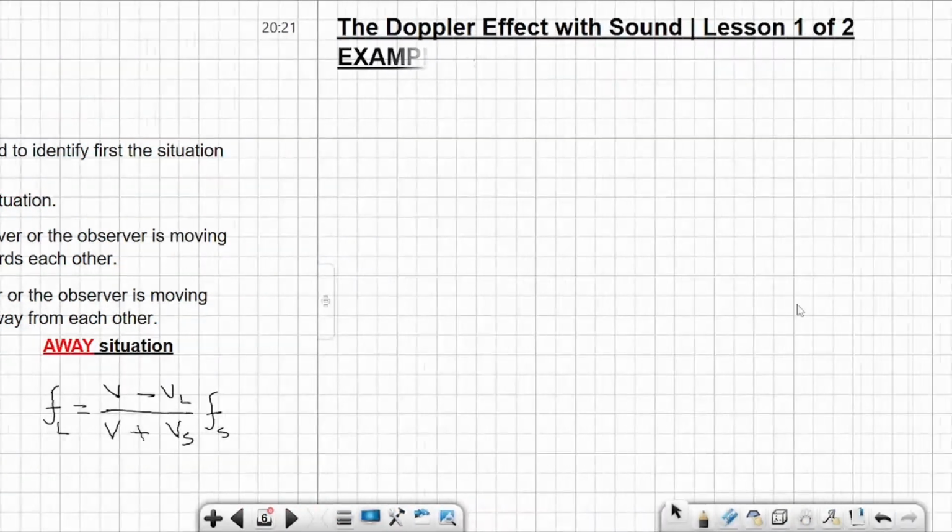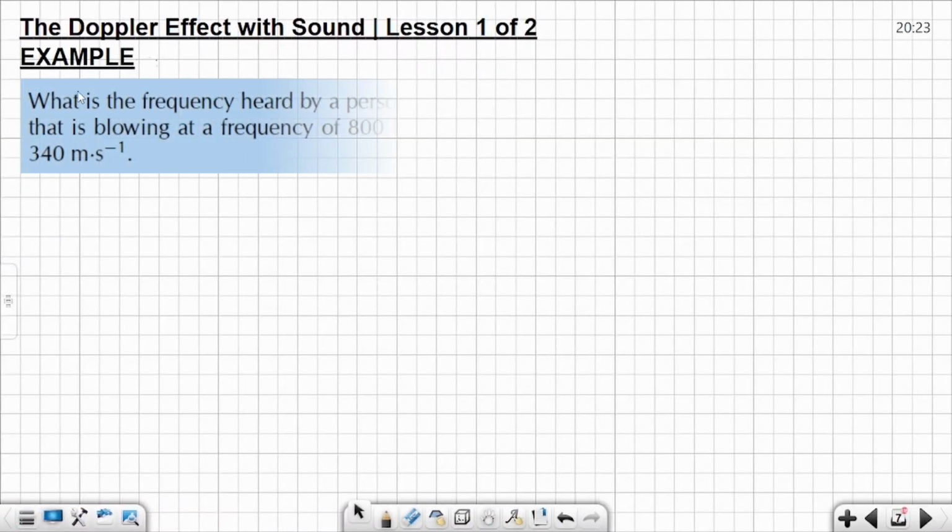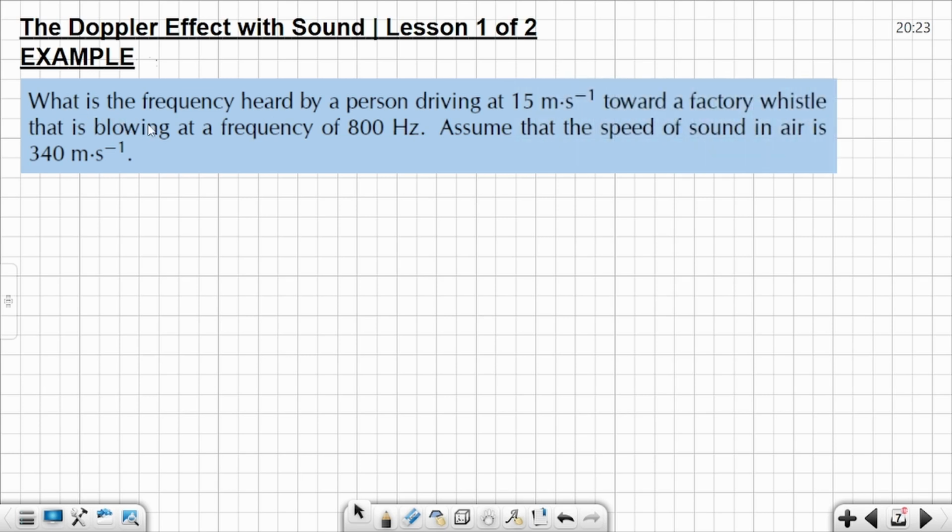Okay, next we look at an example. Okay, this is the example. Let's read the question. What is the frequency heard by a person driving at 15 meters per second toward a factory whistle that is blowing at a frequency of 800 Hz? Assume that the speed of sound in air is 340 meters per second. You can see you are given the speed of sound to be 340 meters per second.